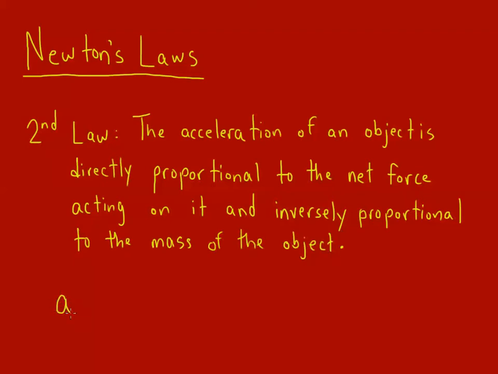We can express this relationship as the equation a equals F net over m. If we cross multiply, we get the more familiar form F net equals ma. For this reason, we will often refer to Newton's second law as just F equals ma.